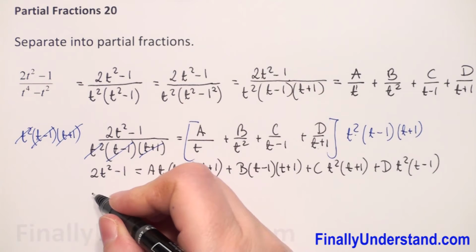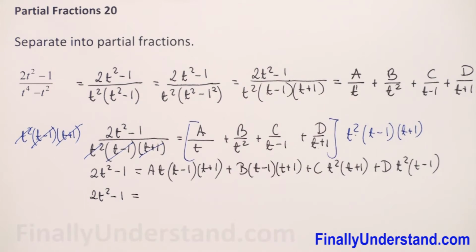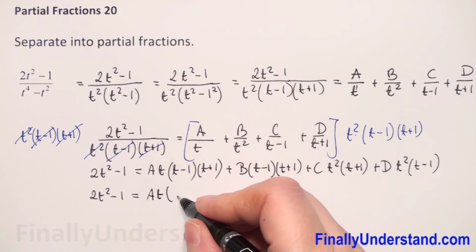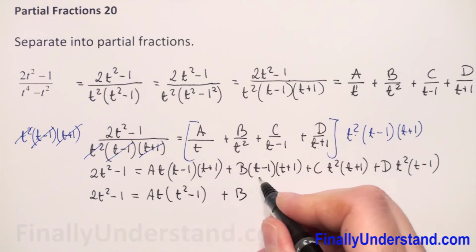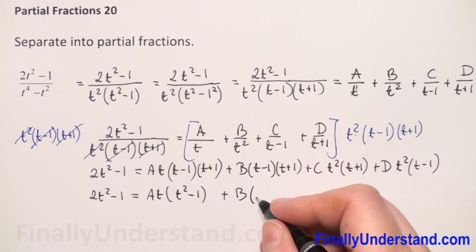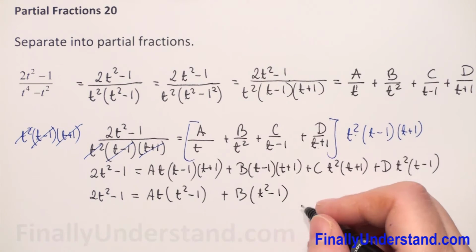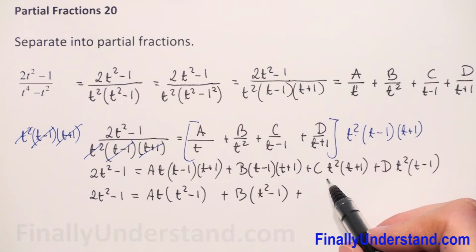So let me copy the left side, and on the right side we have to do multiplication. First I will multiply t minus 1 times t plus 1, because this is the difference of two perfect squares formula. So A t we will copy, and in parentheses we will have t squared minus 1 plus B, and t minus 1 times t plus 1, again this is the difference of two perfect squares formula, t squared minus 1 will be plus, and here we have to do multiplication.